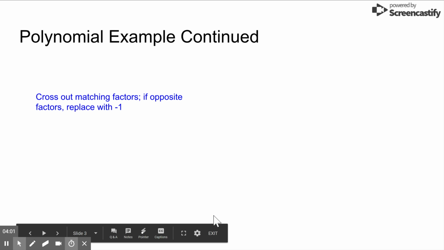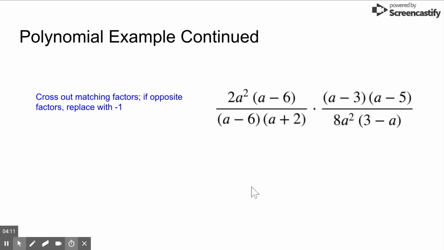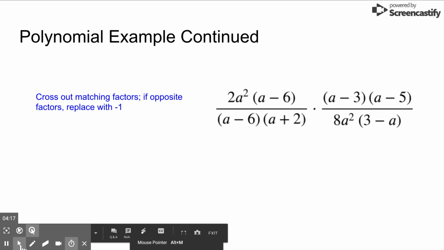Once you have everything factored out, you're going to cross out any matching factors. And if they're opposites, you're going to replace them with -1. What that really means is that you're going to cross out anything from top to bottom that matches.